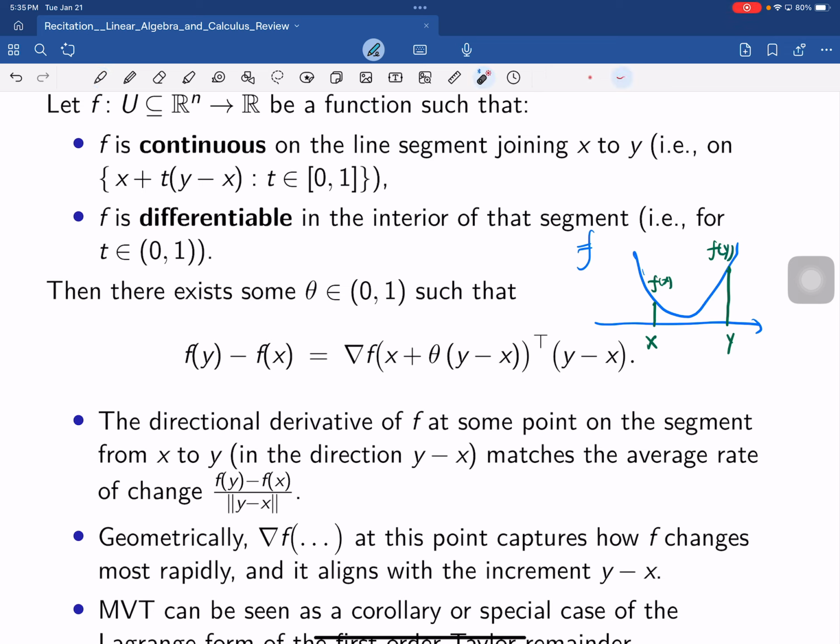So now, on the left-hand side, let's consider the difference between f(y) and f(x), right? Okay. So the difference is essentially this part, right?